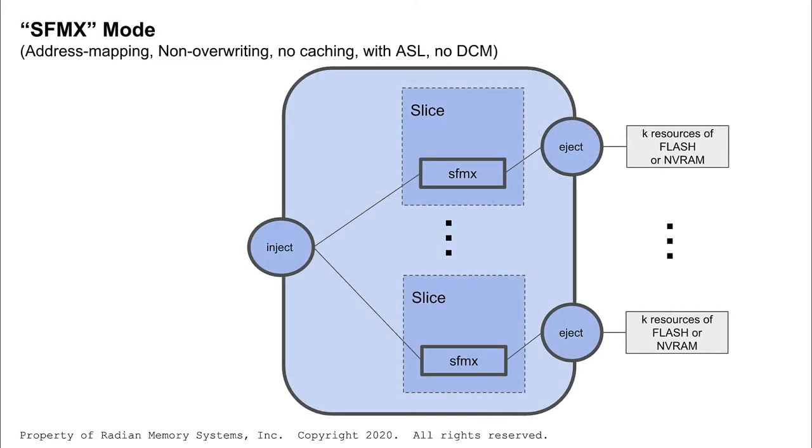In the simplest service stack, we just have SFMX. No overwriting, caching, or use of DCM. Just the optional use of ASL translation based on the ASL configuration or address space layout of a Radian device. This is in order to distribute writes from a sequential logical address stream across the physical address space in order to ensure maximal physical parallelism.